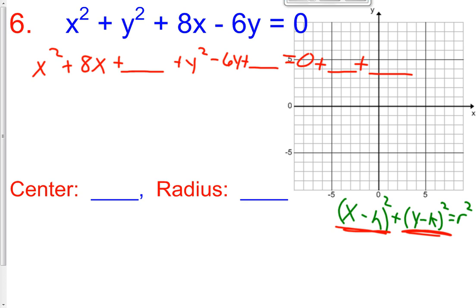So now what we're going to do is complete the square, and in the blank is b divided by 2 squared. So it's going to be 8 divided by 2 squared. So we have a 16. 8 divided by 2 is 4, 4 squared is 16. If I had a 16 on the left, I got to add a 16 on the right.